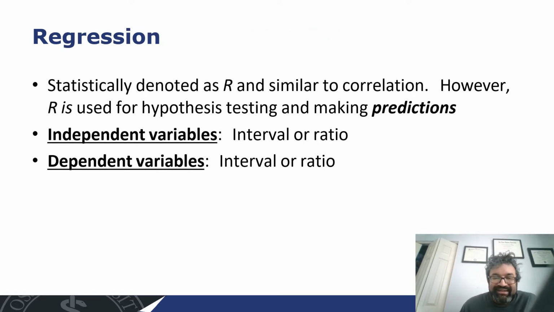Now to regression. Statistically denoted as R, and similar to correlation. And I would argue R squared is also a very important predictor, a model diagnostic. However, R is used for hypothesis testing and making predictions, as I said, predictive analysis. So you have independent variables that are interval or ratio and dependent variables that are interval or ratio. Let me back up a little bit and say this is more of a correlation than a regression.